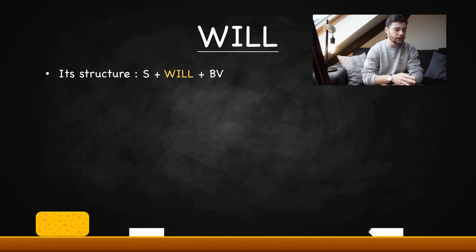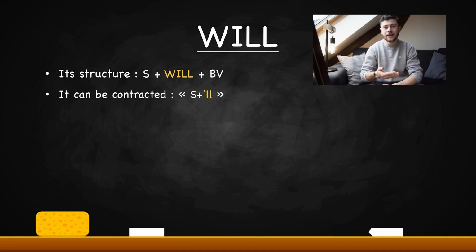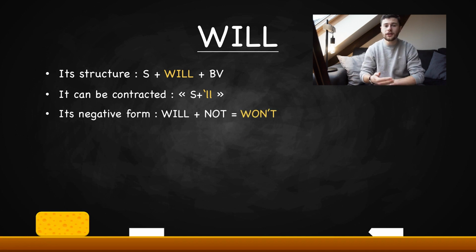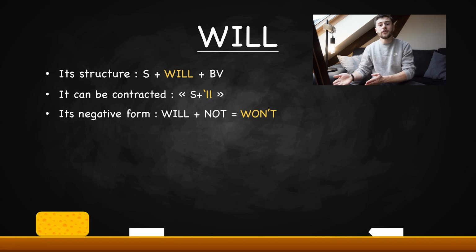Great, let's continue. It can also be contracted, will, into apostrophe double L. Just to make it quicker and easier to say. So instead of saying, he will sleep, I can say, he'll sleep. Then you can still express an action in the future, but in the negative form using the adverb not. So instead of saying he will not sleep, I can say he won't sleep.